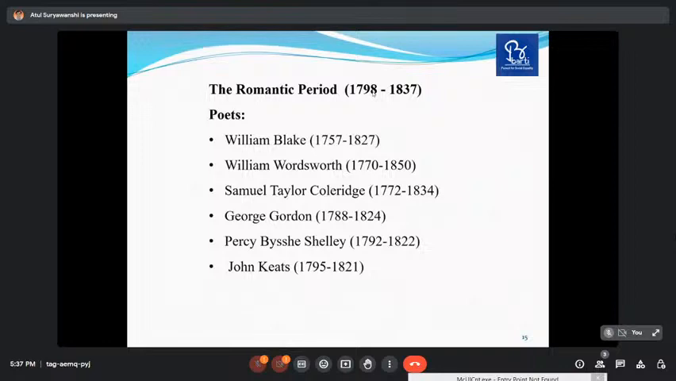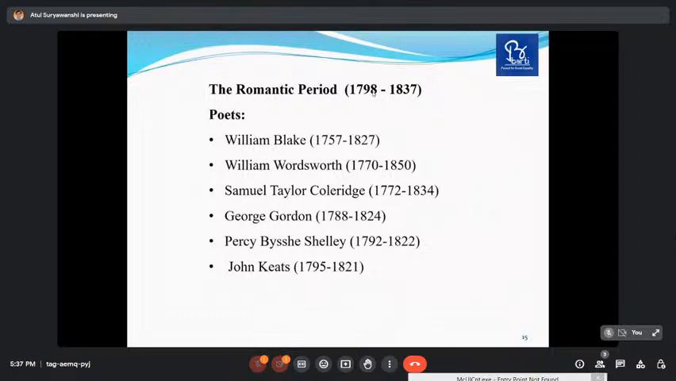This period is widely known less for novels and more for poetry. And that is the reason that in this present slide, an effort is made to highlight select poets from this age, beginning from William Blake, 1757 up to 1827. The next, nature poet, William Wordsworth, 1770 up to 1850. His poem Daffodils is quite popular in English literature.